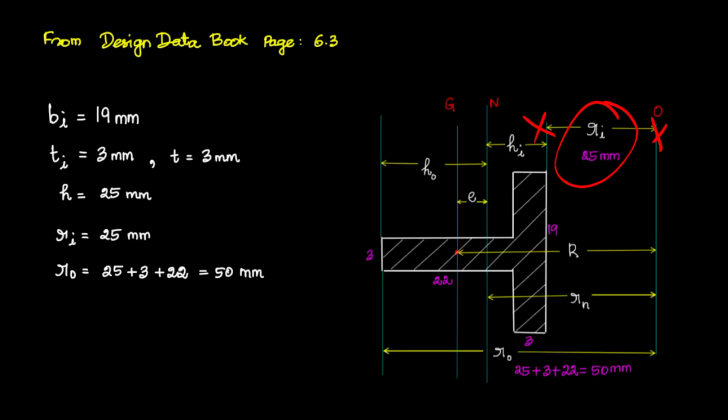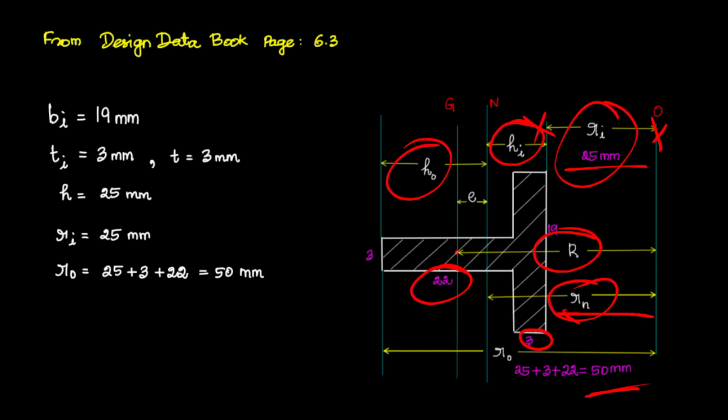So Ri and R naught: we can simply say Ri is 25 mm, and R naught is 25 already, then 3 mm, then 22 mm. So 22 plus 3 plus 25 is equal to 50 mm, totally 50 mm. Similarly, we need to calculate the Rn value, capital R value, Hi value, H naught value, E value. So once we calculate capital R and Rn, we can calculate the remaining dimensions.